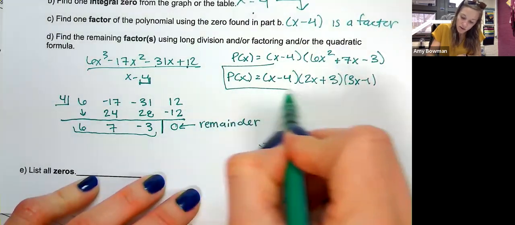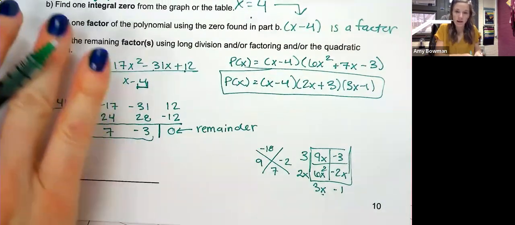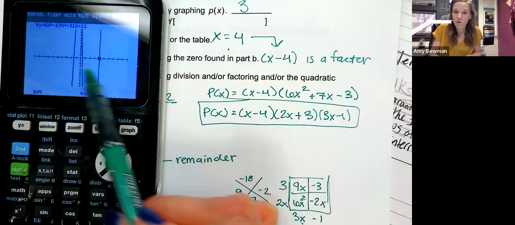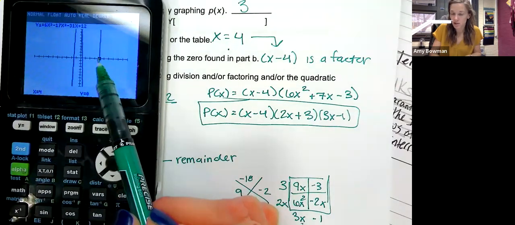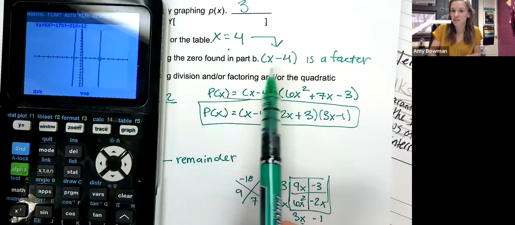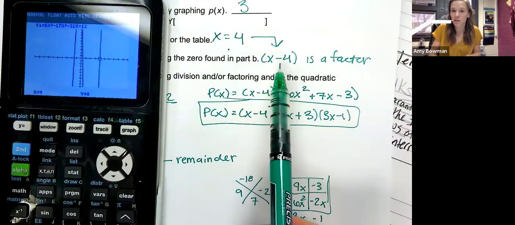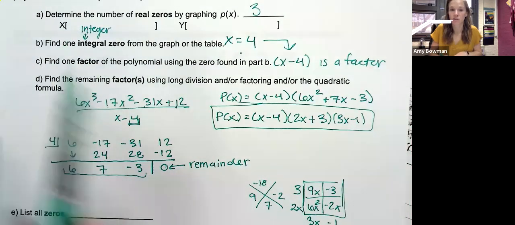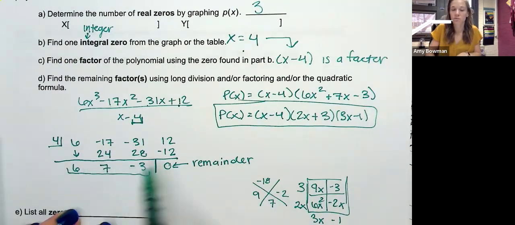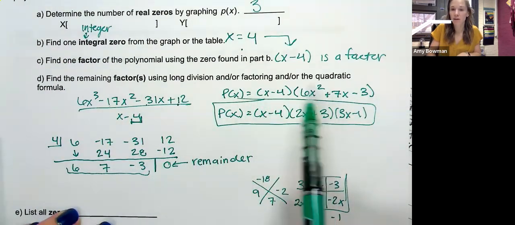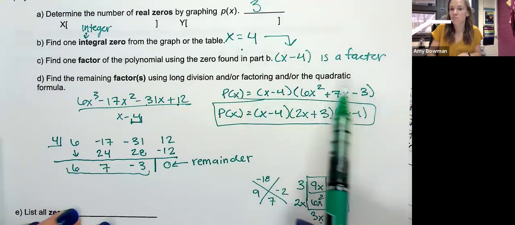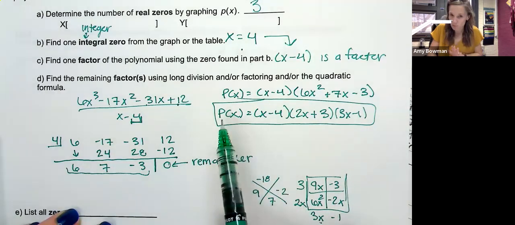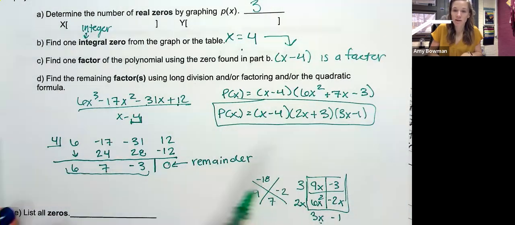So using the graph, just a recap here, we used the graph, identified one zero that was an integer, which gives us one easy factor, x minus 4, which we know is a factor, so we can divide it out, which we did with synthetic division. Took that result and rewrote our polynomial in a semi-factored form, and then factored the remaining quadratic, and now we've got it completely factored. Completely factored means we should be able to list out all the zeros.